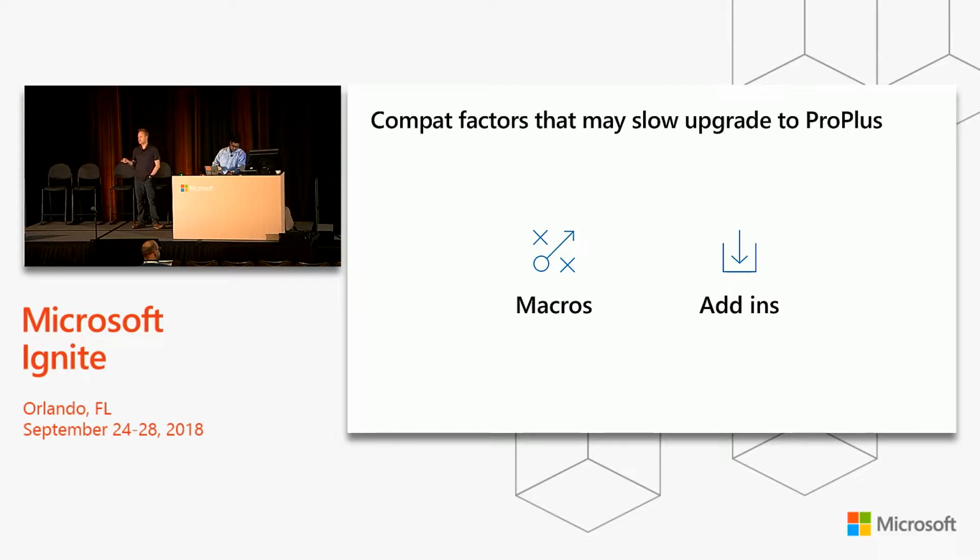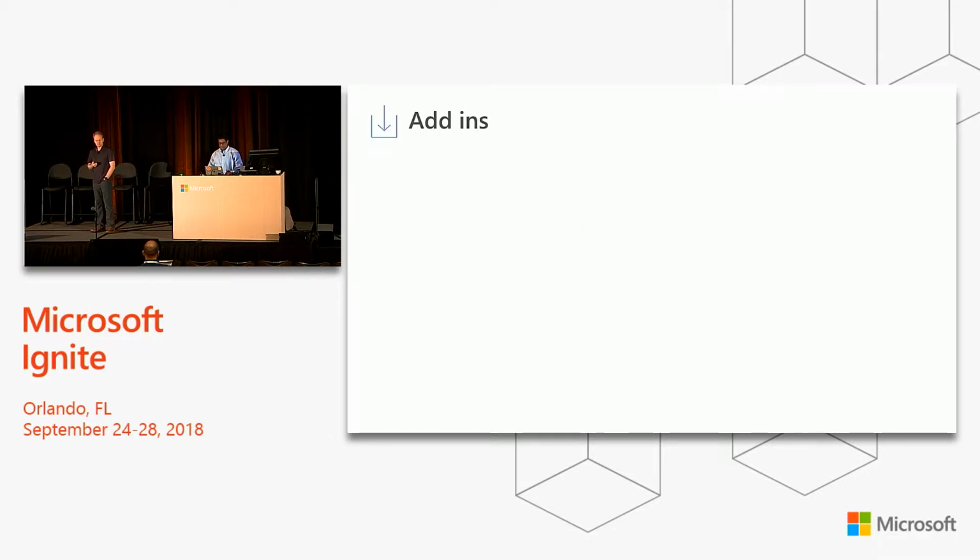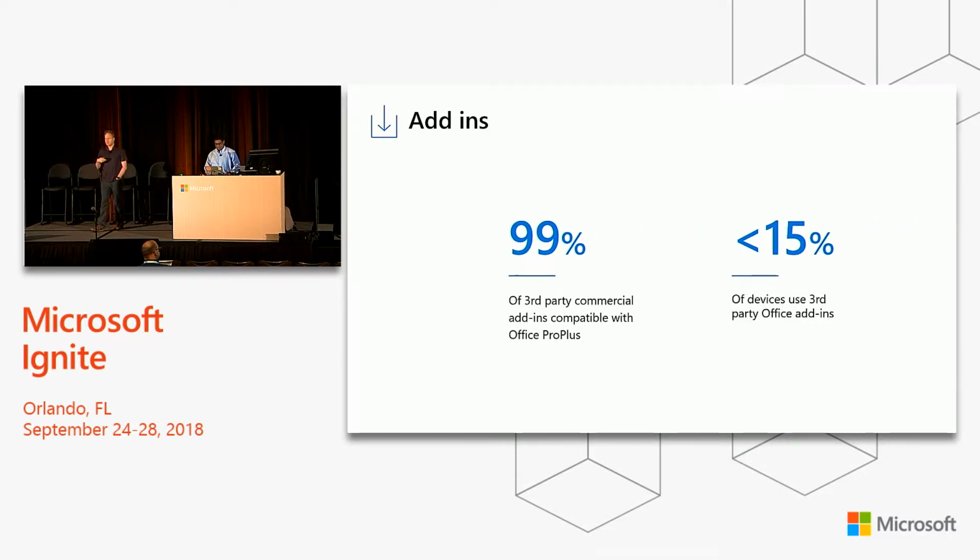So we're going to delve in a little bit on macro issues and add-in issues for Office. On add-ins, this is data we've got from millions of customers running on ProPlus, and we see that over 99% of add-ins are working reliably on ProPlus. With the tooling that Anand is going to show, you can get your inventory of add-ins and see how your list compares against that.